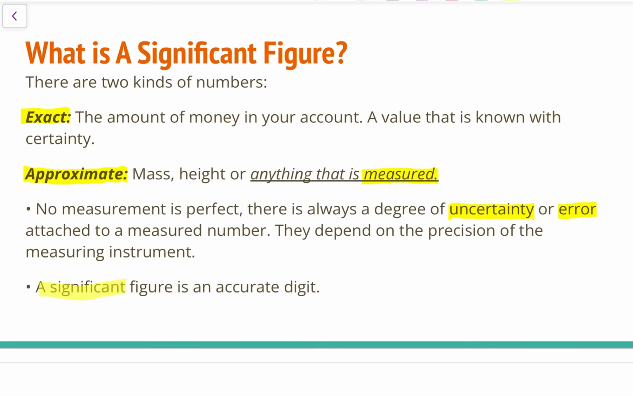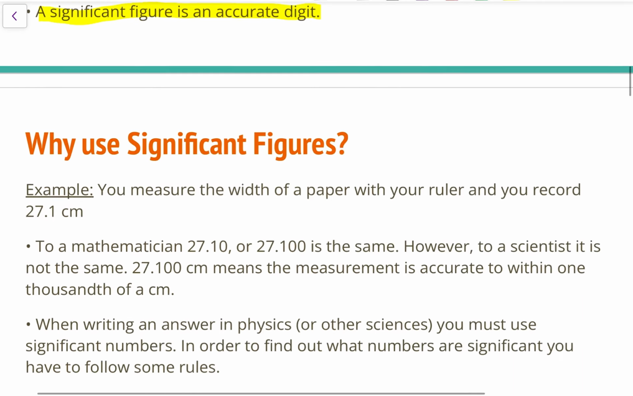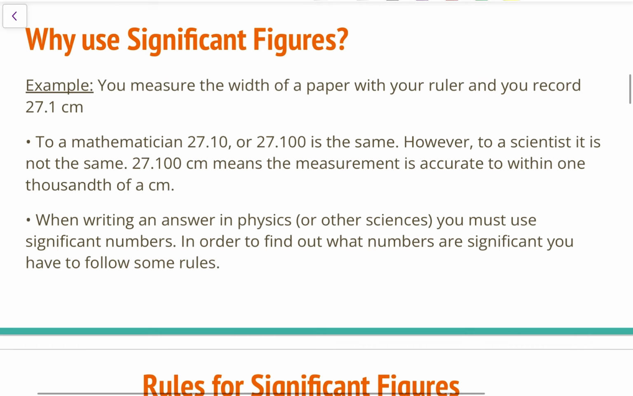A significant figure, really what it means is, based on the tool that did the measuring, that figure is accurate. That figure counts and is important. If I gave you a small job to do and you measured that a piece of paper was 27.1 centimeters across, that would be a great answer. 27.10, 27.100, to a mathematician, those are exactly the same.